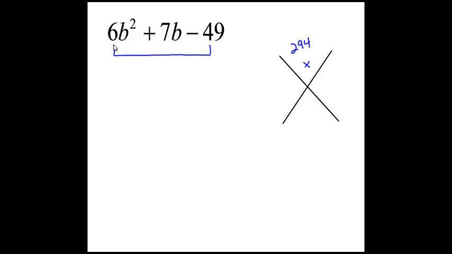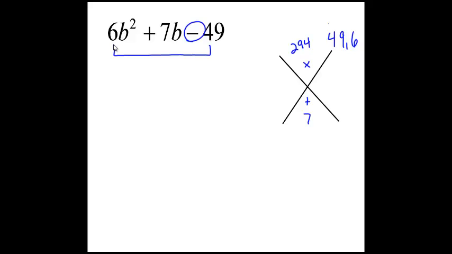I'm going to put my product here and my sum here. We know the sum has to be 7. I want to look at factors of 294 that are going to add up to 7, or in this case subtract to 7 because of this negative sign. I already know that 49 and 6 are factors, so we have to work backwards from that, and we can think of other factors that might work.